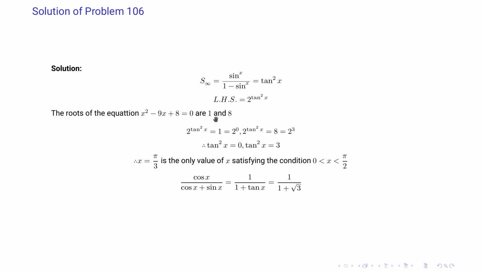Now roots of this are 1 and 8. So tan square x will become 0 or 3. Now x can be 0, x can be plus minus square root of 3. But only x is equal to pi by 3 satisfies the given condition. So now we write cos x by cos x plus sin x as 1 by 1 plus tan x, because we divide by cos x in numerator and denominator. And that's why we have 1 by 1 plus tan x, which is equal to 1 by 1 plus square root of 3.